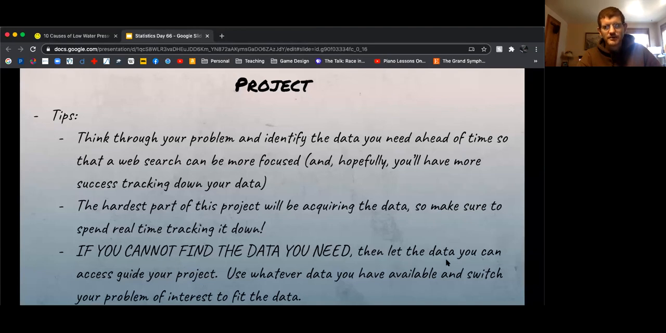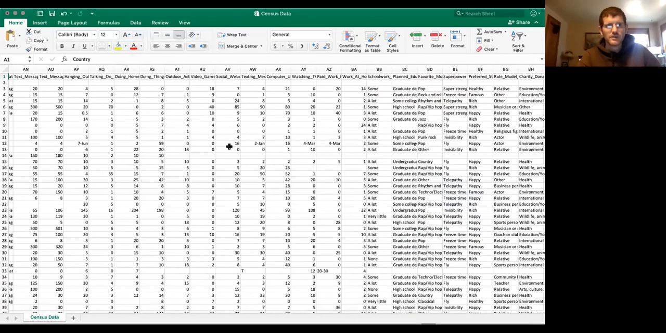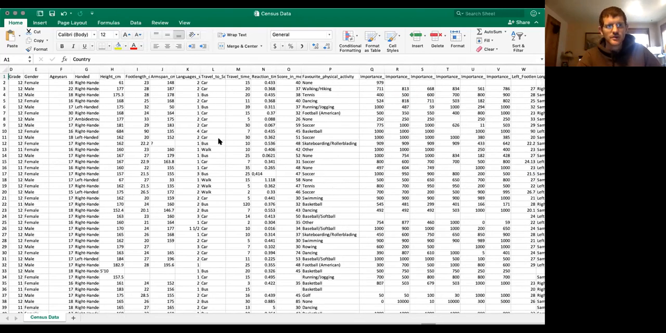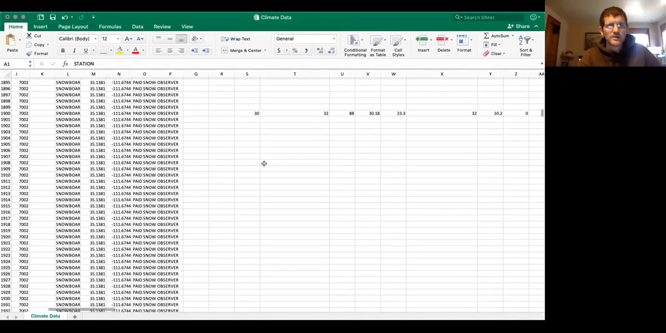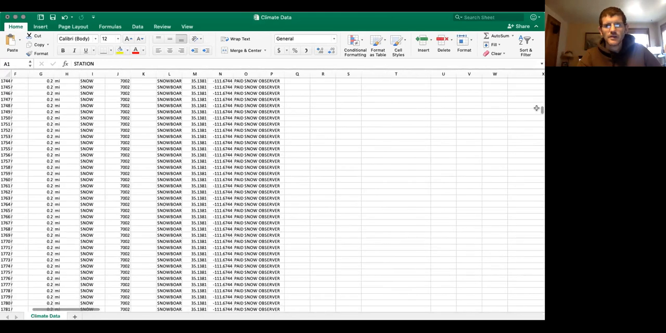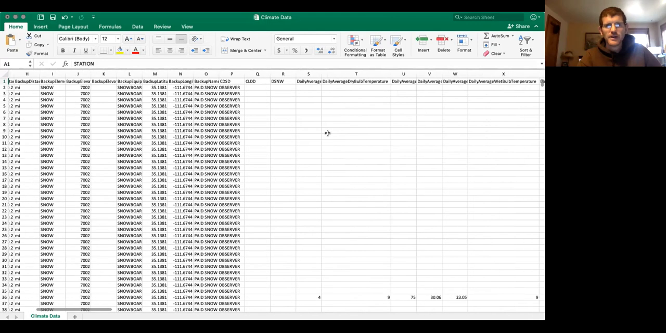So now let's look at the census data. So I wanted to show you what data looks like. Oh, this is the wrong one. I didn't want census, I wanted the climate data actually. Sorry about that. All right, so here is the climate data. Let me scroll back up to the top. You're going to have to kind of look at this.